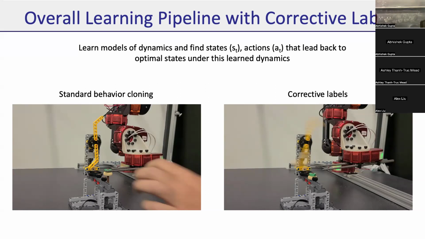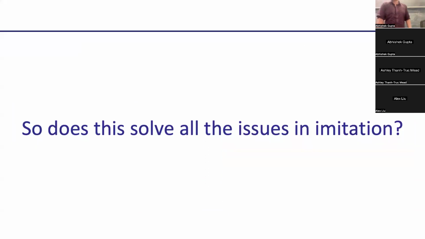Yeah. Cool. All right. So does this solve all our issues? Can we declare success? Any intuition on what other issues might be? Thoughts? Correspondence issues? Yeah. Between the human and the robot.